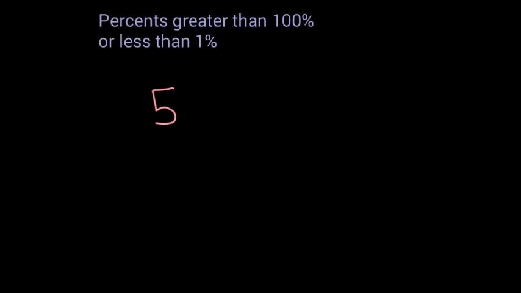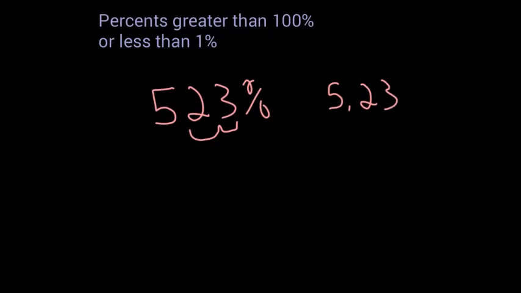So let's say we have 523%. To make that into a decimal, it's always out of 100 because it's a percent. So you're always going to move that decimal twice, to the left. So our decimal would be 5 and 23 hundredths. And then to make that a fraction, you just make it 5 and 23 hundredths. And 23 hundredths can't be simplified, so you're finished with that problem.